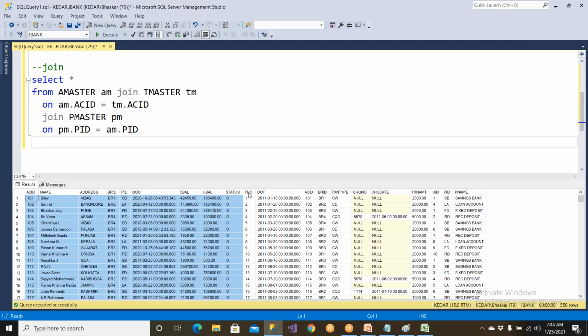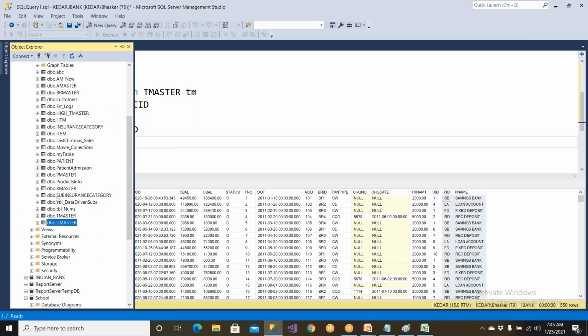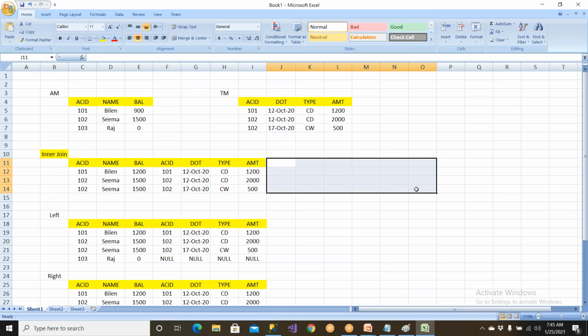is the account master data. From this to this is the transaction master data. And these two columns are from the product master data. If you see carefully, product master has only two columns: product ID, product name. So all the data will be there, because star means, as I told you, all these columns plus all these columns. If we have some more columns, those columns will get added in this. Am I clear?